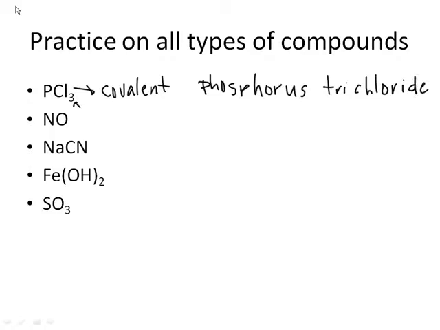NO, our next one, also covalent. No metals there. So also only 1 element on the first type of atom, so nitrogen. 1 element on the second type of atom gets a mono. And you can either say monooxide or monoxide. It does not matter. I'm going to say monooxide here.